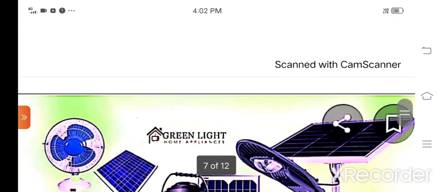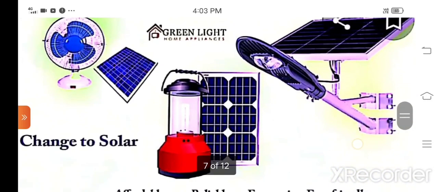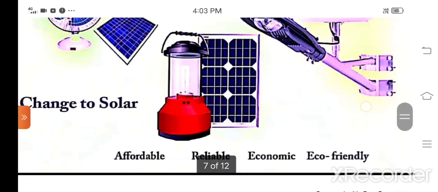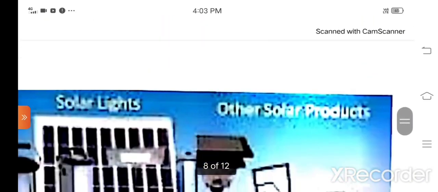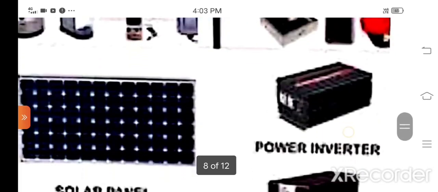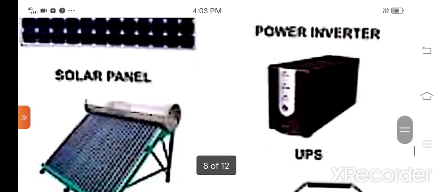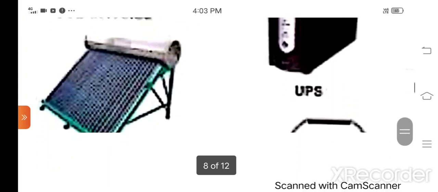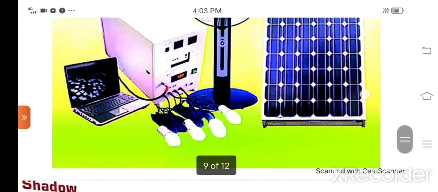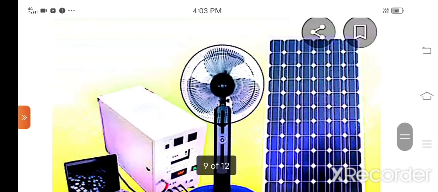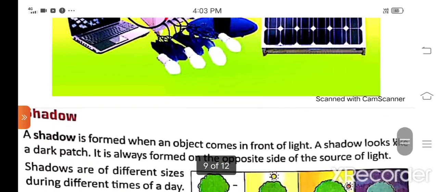So there are so many appliances of solar energy. You are watching, these all are appliances of solar energy. The solar lights, the other solar products, all are solar products. Power inverter, solar panel, UPS. This is the fan. There are so many appliances that run on solar energy.